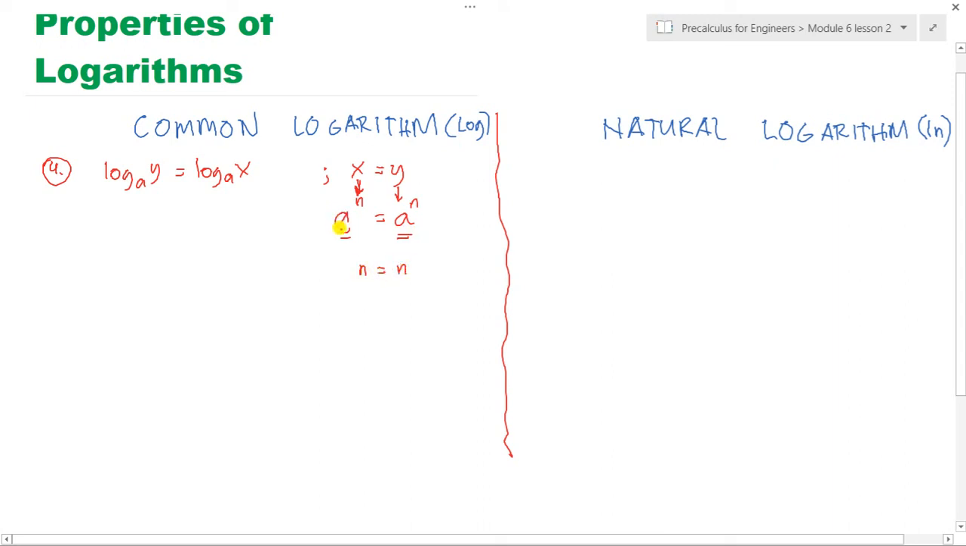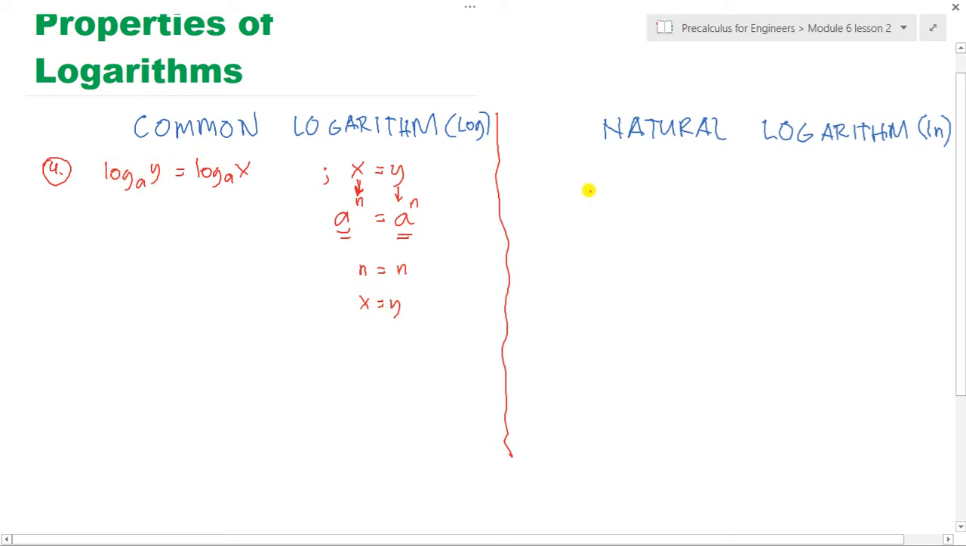Now, if they have the same base, automatic class, ang ilang exponent kay the same, unya ang ilahang resulting number is not different kundi the same, so therefore x is equal to y. So the same ang resulting number here.